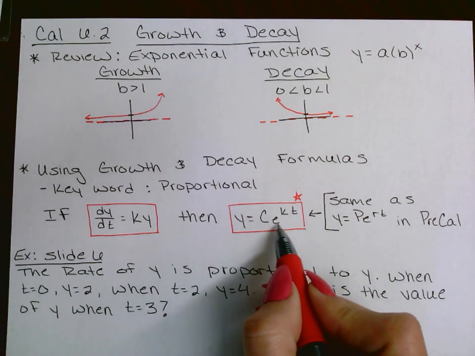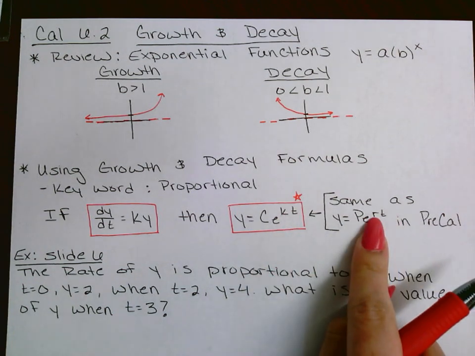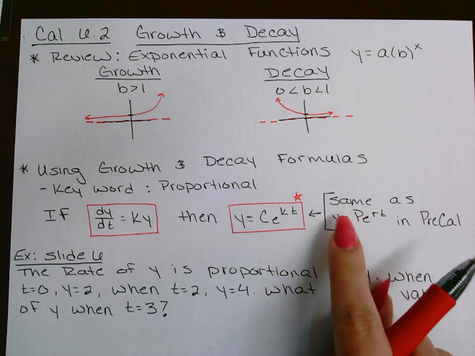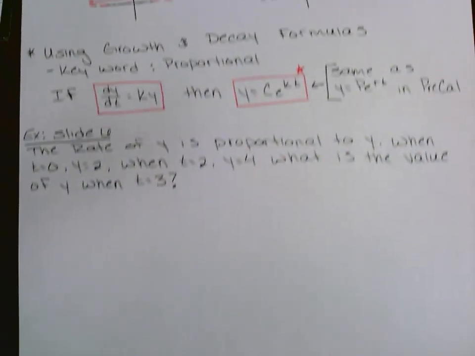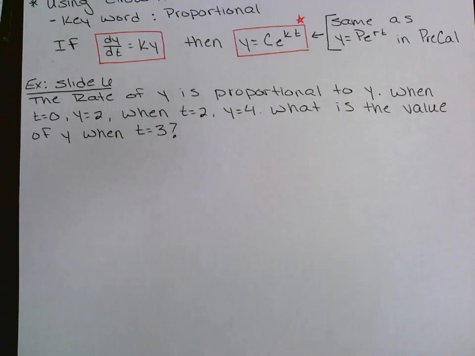E, again, is the function E. K is in the same spot as R. K is going to be your rate. You're going to have to solve for that one. And then T is going to be your time. Okay? So let's slide over and look at this first example.